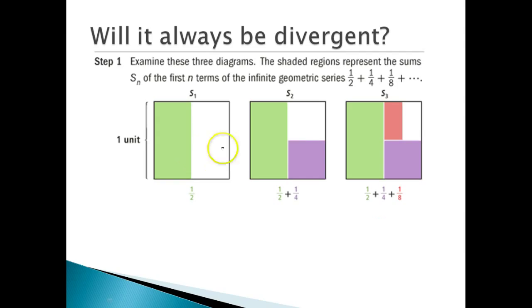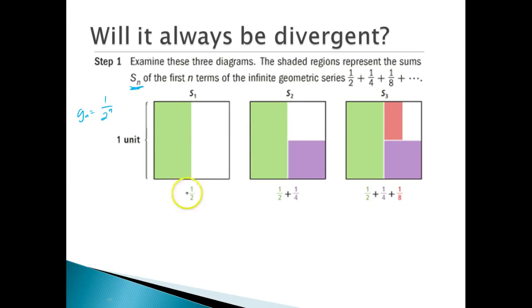So look at these three diagrams. The shaded regions here are representing the sum, S_n, so these are finite sums, of the first n terms of this infinite geometric series. So we are looking at the sequence with the terms 1/2, 1/4, 1/8, the next will be 1/16, then 1/32, and then 1/64. So the formula for this is a_n equals 1 over 2 to the n. All right? So it's (1/2)^n.